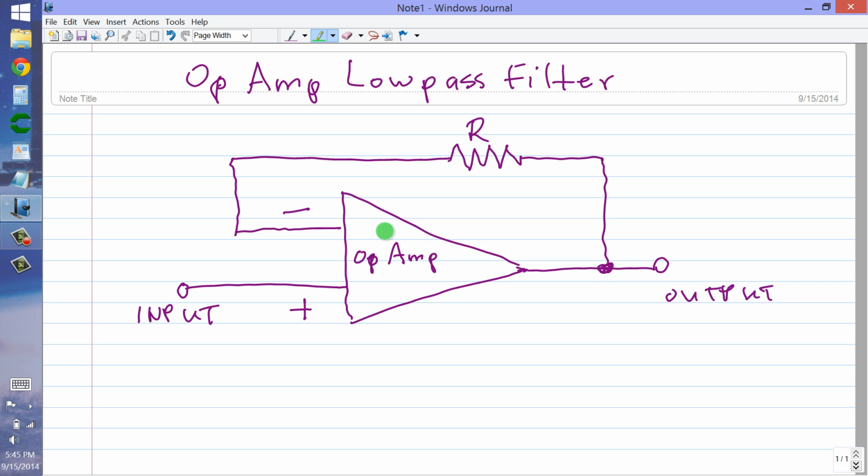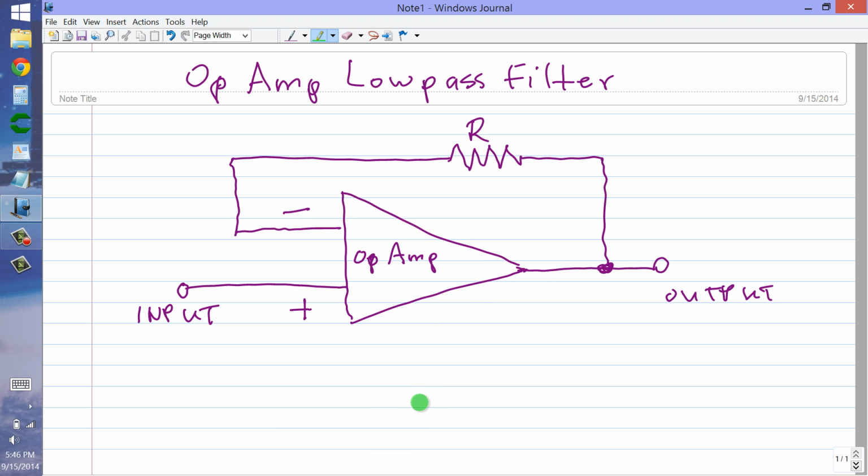Now, one of the interesting things about this circuit is that it is frequency independent, because this resistor has no reactance. So whether it be, say, an audio frequency of 50 hertz or 100 hertz or 300 hertz or 700 hertz or 7,000 hertz, the gain of this amplifier will be the same regardless of the audio frequency.